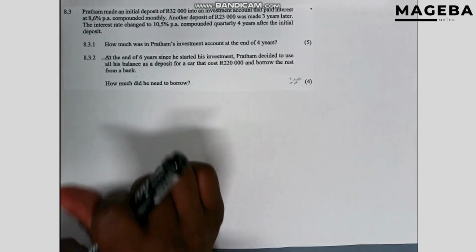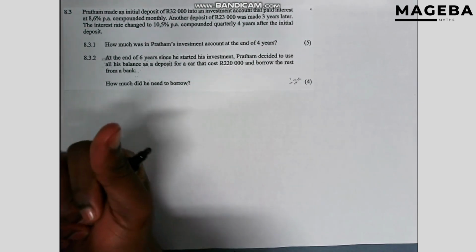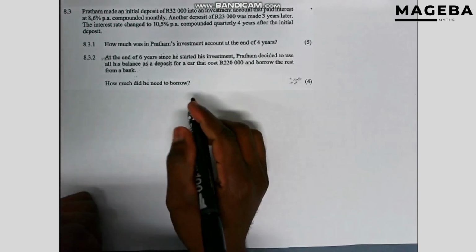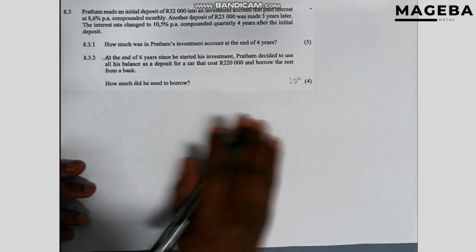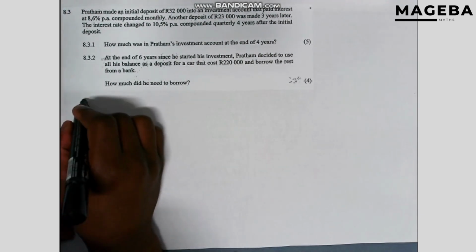Okay guys, now going to this question, which is 8.3, it's saying Brown Madam made an initial deposit of 32,000 into an investment account that pays an interest rate of 8.6% compounded monthly. And then another deposit of 23,000 was made 3 years later, and the interest rate changes to 10.5% per annum compounded quarterly 4 years after the initial deposit. Now let's make our timeline here in order to understand everything that is written there.